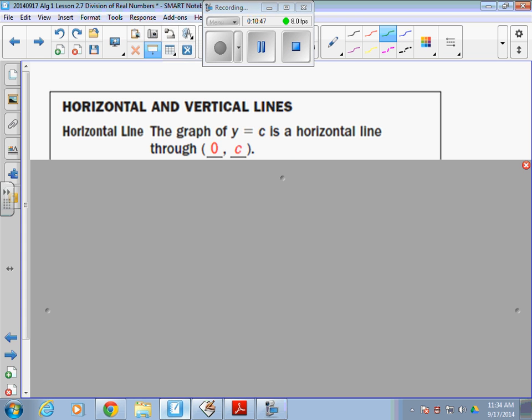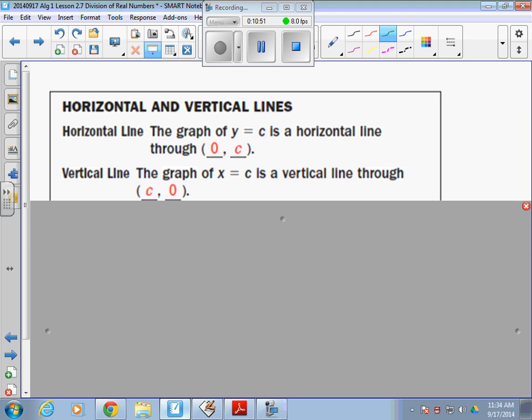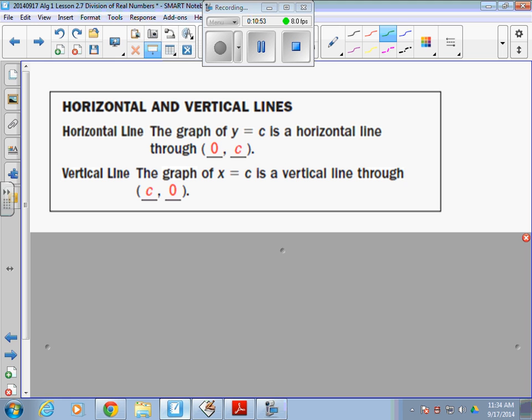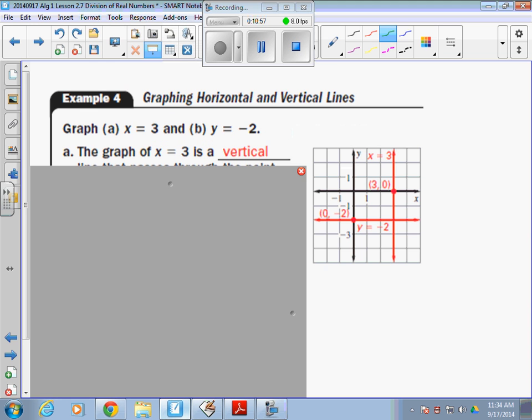Graphing horizontal and vertical lines. The graph of y equals c is a horizontal line through point (0, c). The graph of x equals c is a vertical line through (c, 0). Okay, so when x equals 3, that means x's value is always going to be 3. So that means it's going to be 3 there, there, there. It's going to always be 3. That creates, you can see, a vertical line going up and down.